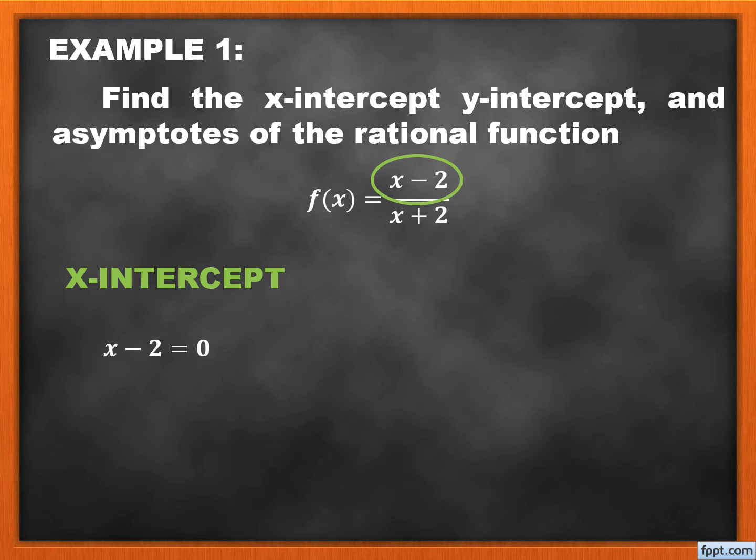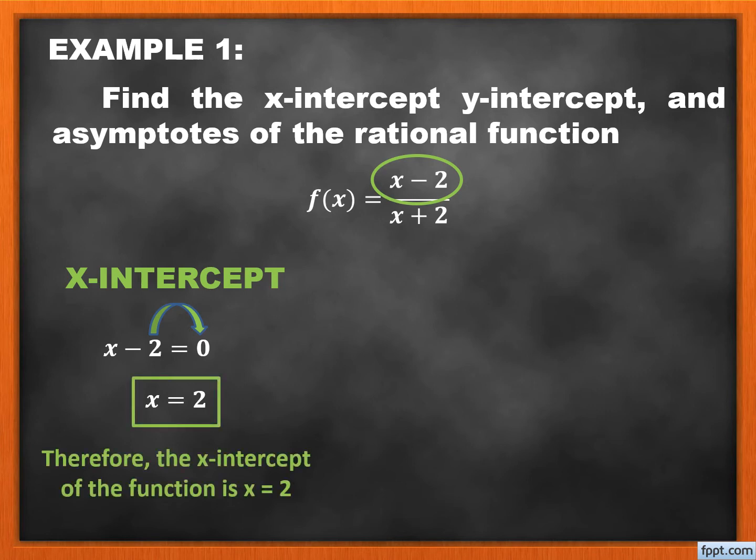Next, we're going to solve for x by transposing negative 2 to the right side of the equation para x lang yung matira sa left side. Transposing negative 2 to the right side, then it will become x equals 2. So therefore, the x-intercept of our function is x equals 2. That means, isa lang yung x-intercept natin.